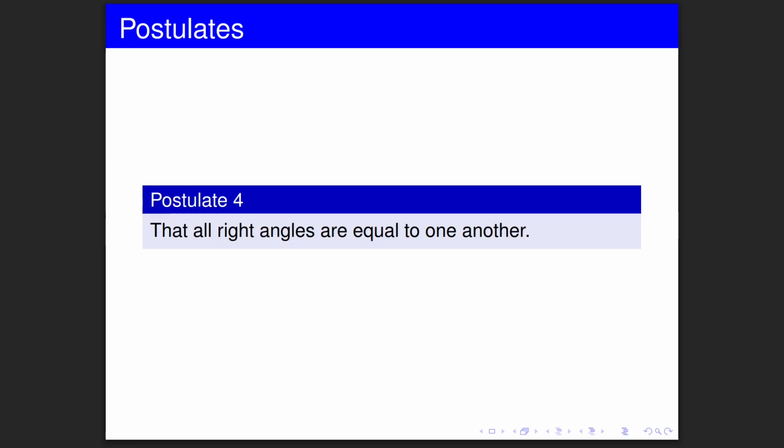Note that this axiom is equivalent to the assumption that all flat angles are equal, meaning the angle formed by a single straight line. As we will see, this postulate is important for postulate 5.